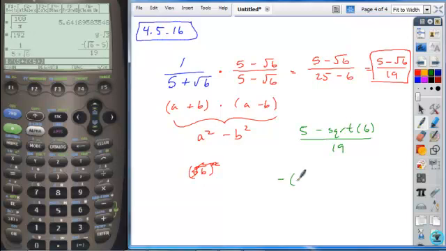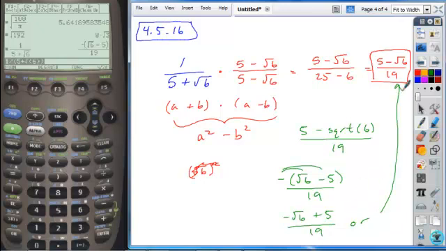So notice the form that they give it to you. It is written as factors. What you would probably have to do here is distribute this through. You would get negative root 6 plus 5 over 19. Or if you switch the terms around, you wind up with the same thing we got by hand.